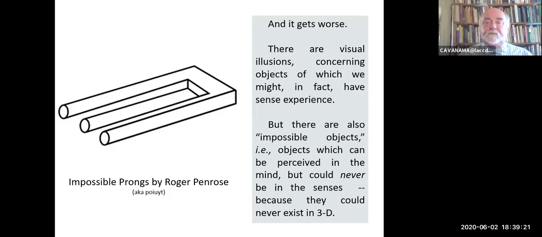Now, here's the thing. I can't touch this object. I can't build this in three dimensions, but I can visualize it. Now, if Locke is correct that there is nothing in the mind not first in the senses, well, the only way this object could have gotten into my visual system, into my mind, is I must have seen it or touched it or had some kind of sensual experience of this object, but I couldn't have because it's not a possible object in three dimensions.